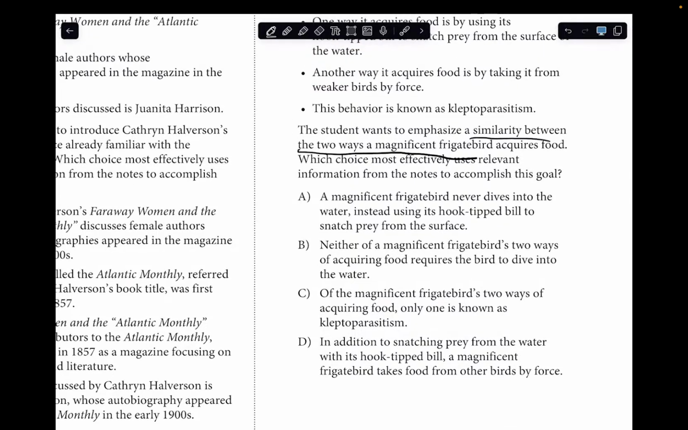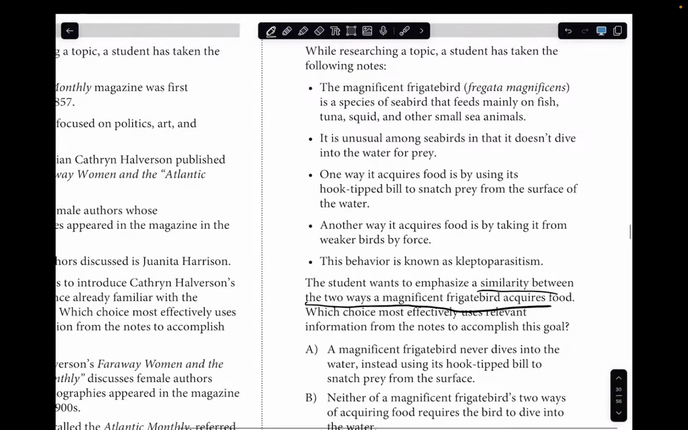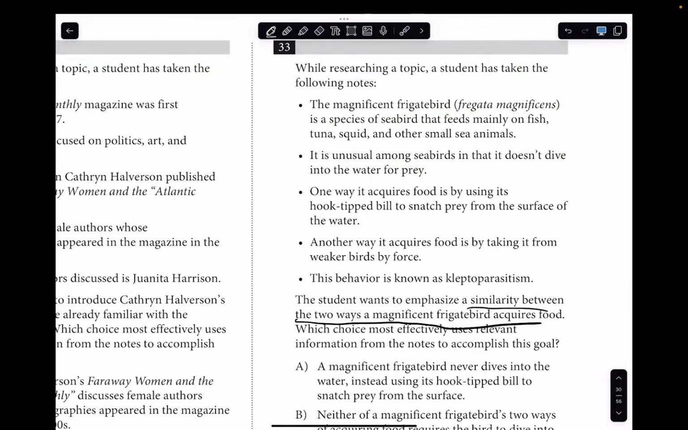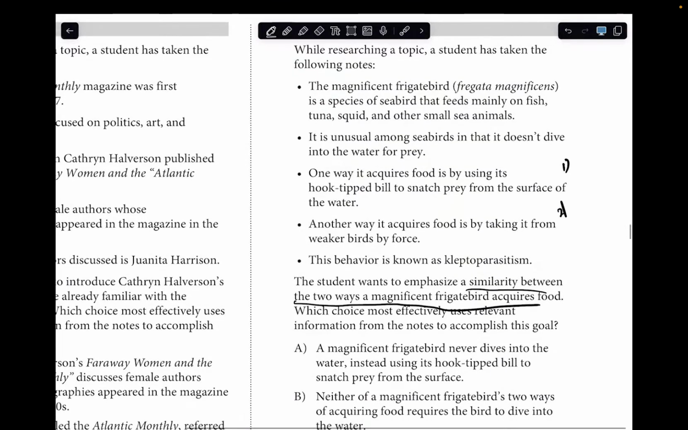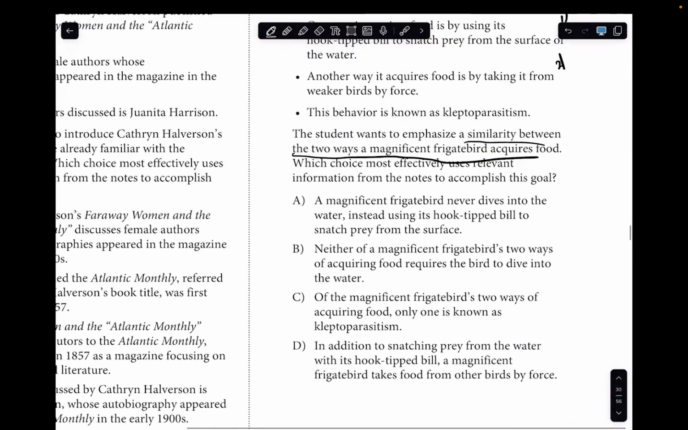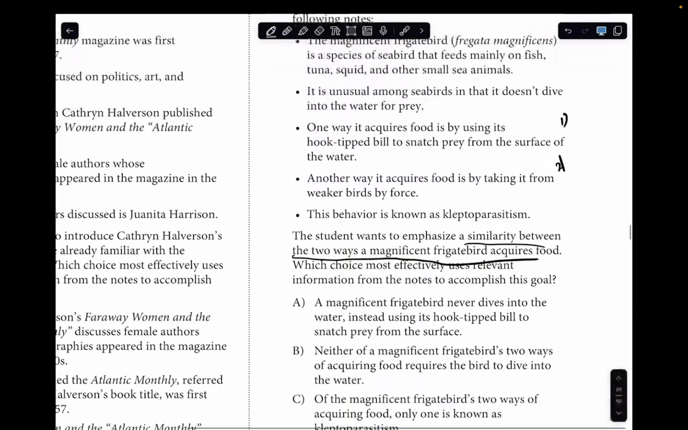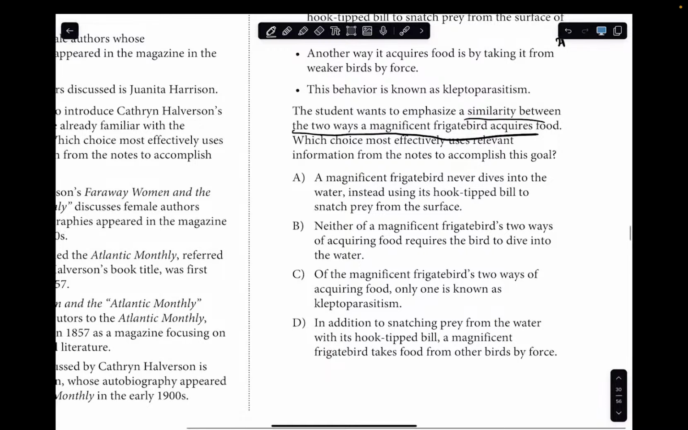So, a similarity between the two ways, which is interesting because those two ways seem pretty different. One way it uses its beak and gets it directly out of the water, and the other way it just straight up yanks prey from the other birds, right? So their prompt is asking for a similarity between the two ways that they acquire food. So let's go through the choices.